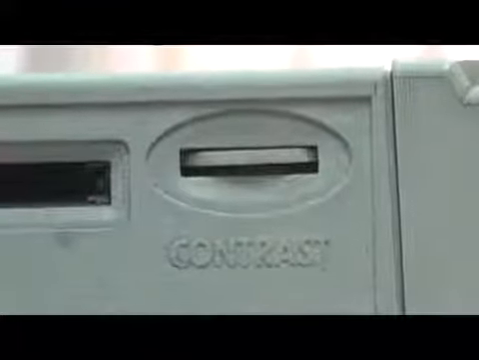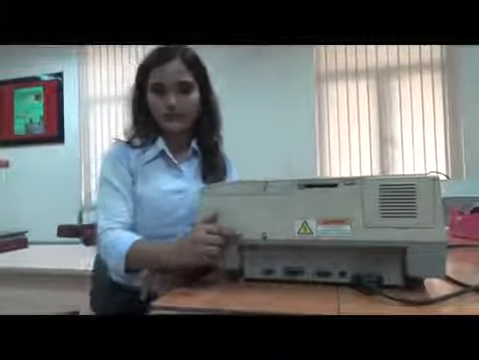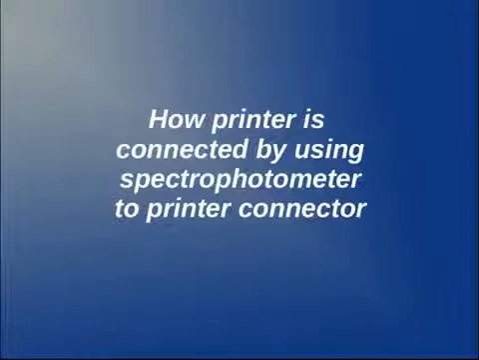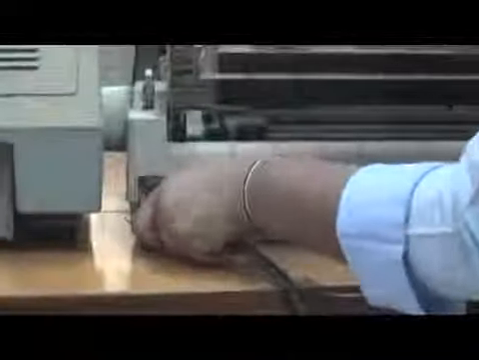This is called contrast adjustment knob. This adjusts the contrast on the LCD unit screen. This is all about the right side view of the spectrophotometer. This is how the printer is connected to the spectrophotometer by using the printer connector.